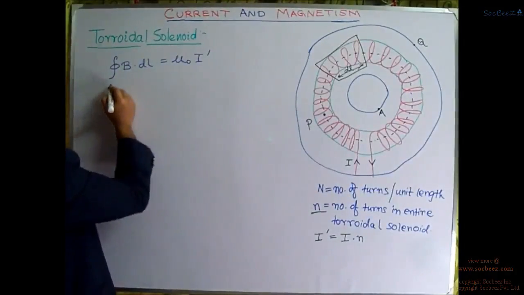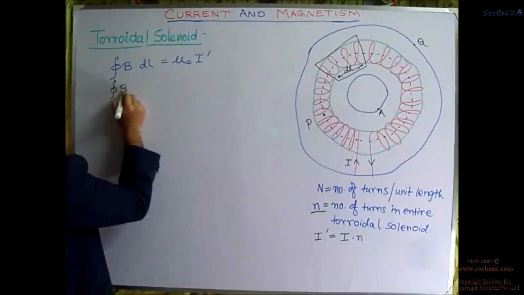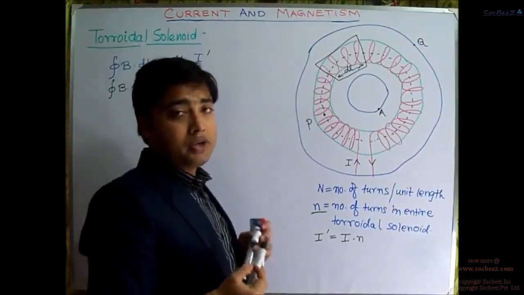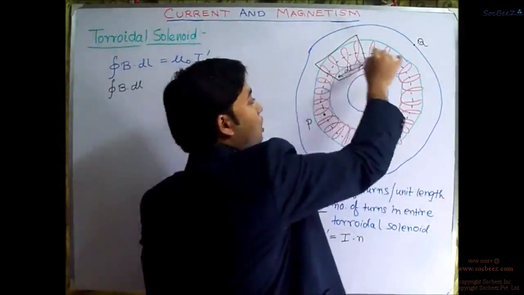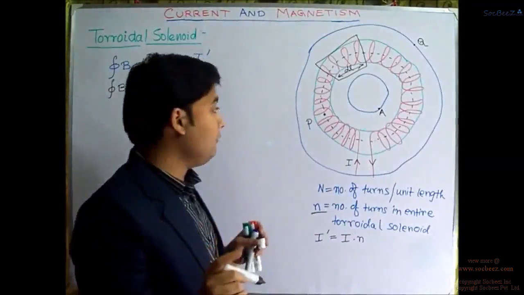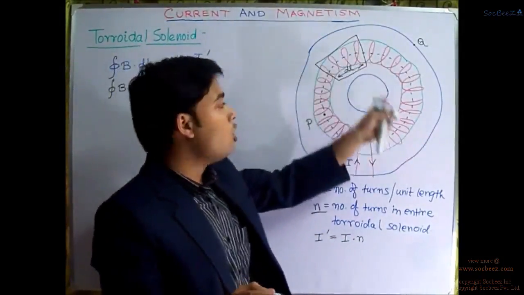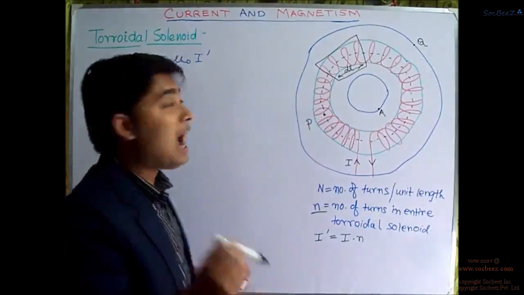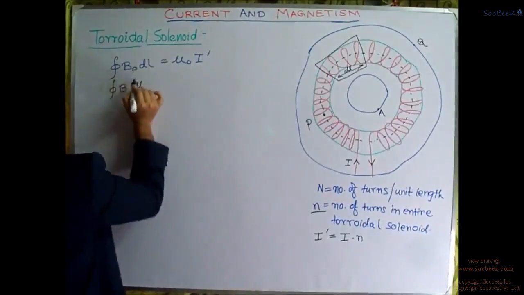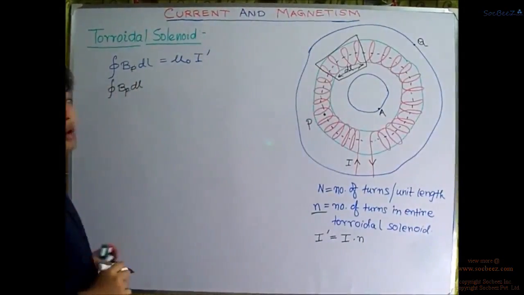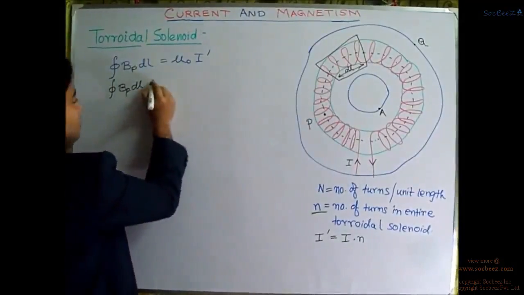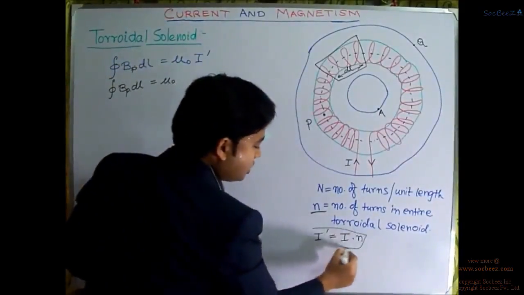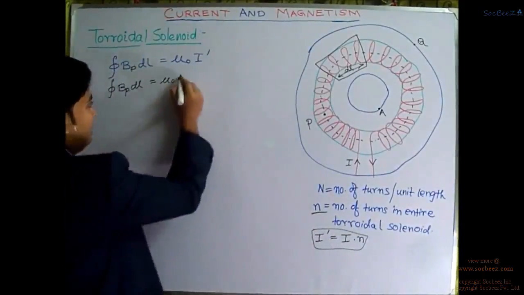So over here what we could do is the integration of B dl over this closed surface. Whatever closed surface we are taking, we are taking the closed surface of this dotted line right now. We are not taking the closed surface of this, or of this, because we intend to find the B at point P. So this will be equal to mu naught times the total current, that is I multiplied by n.